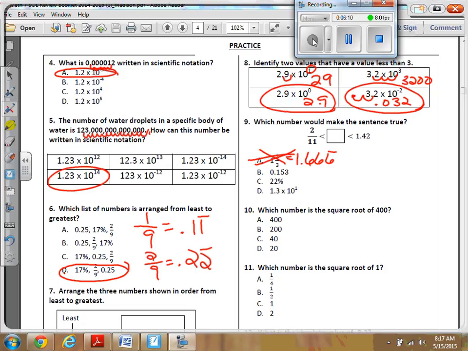Do you know that automatically because you can't use a calculator on that? We'll come back to it. What about 22%? Do you know if that's bigger than 2/11? Not off the top of my head, I don't know.